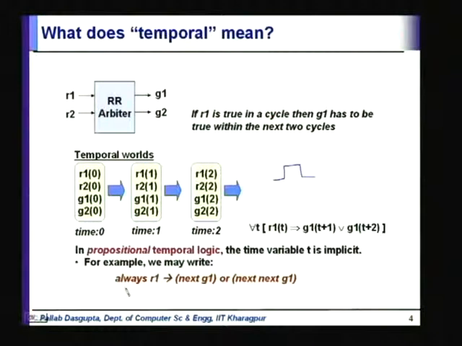See here, this for all t is captured by always. Always implicitly means that at all times. And when we say next G1, it means that at whichever time R1 happened, in the next time G1. So, if this happened at t, this is at t plus 1. And then next next G1 means that if this has happened at t, then this is at t plus 2.